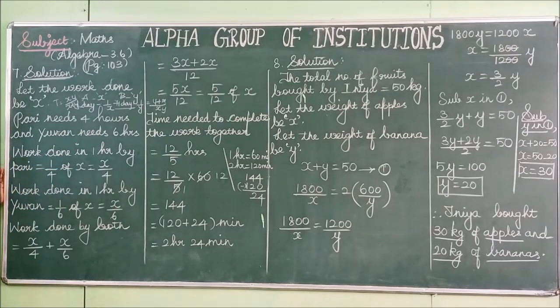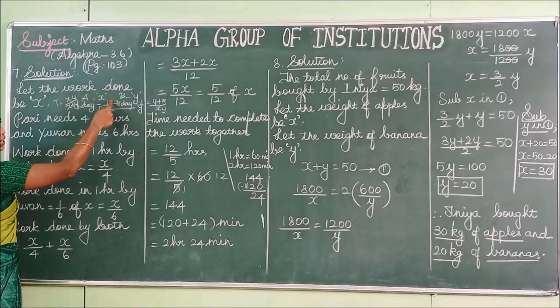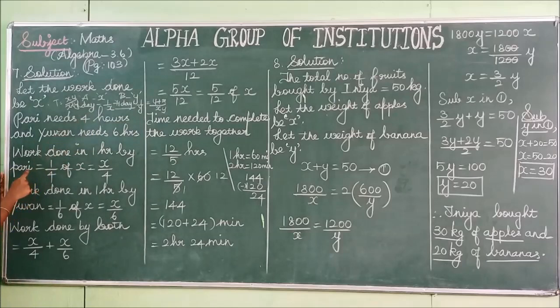The work is the same, so you can write x for Pari. Work done in 1 hour by Pari. So the work will be the same, x only. Pari takes 4 hours, but how do you calculate for 1 hour? Here you can take 1 by x. In a similar way, 1 by 4 of that x will be rewritten as x by 4.